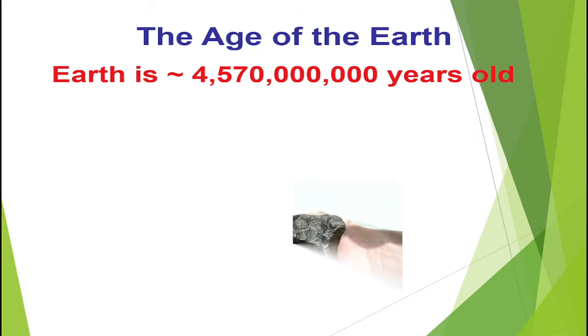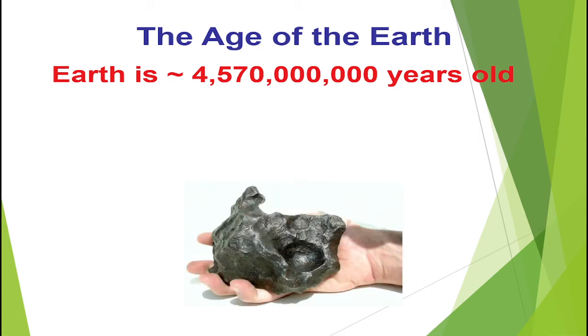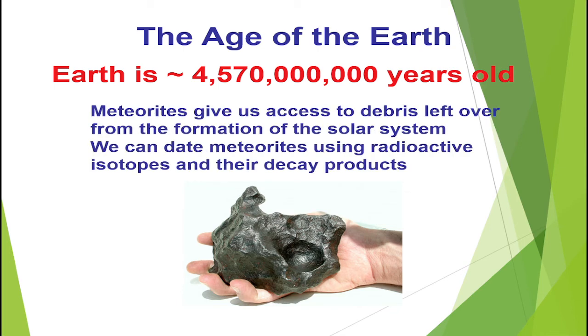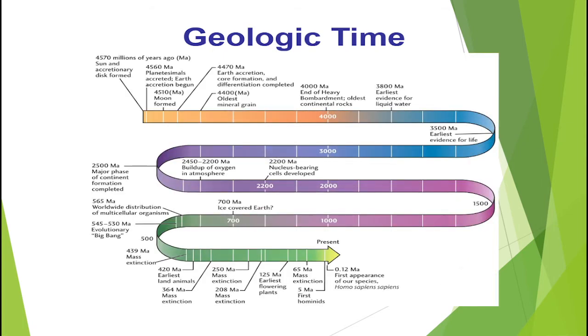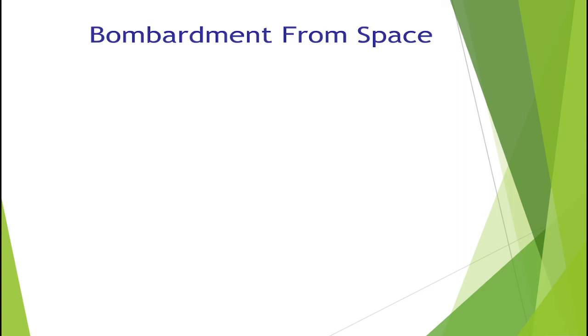Evidence like the meteorites give us access to debris left over from the formation of the solar system. We can date meteorites using radioactive isotopes and their decay products. As a result of radiocarbon dating and uranium dating, scientists were able to create a geologic timeline. This shows the chronological order of events starting from the formation of the Earth. The primitive Earth is inhabitable for any life form.